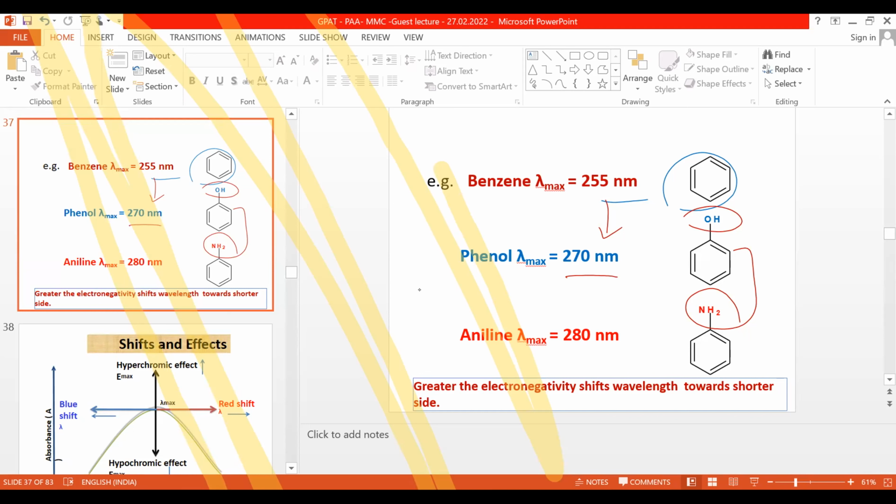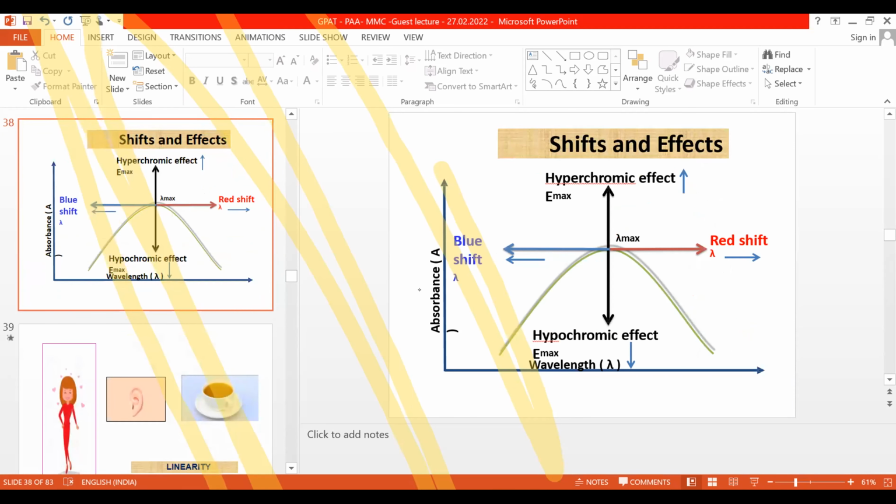You all can agree that electronegativity is higher in OH, whereas it is less in amino groups. Oxygen is highly electronegative. Greater electronegativity will shift the lambda max towards the shorter side. So this is the concept you should be able to recall when you're answering oxochrome kind of questions. When electronegativity is more, it shifts the wavelength towards the shorter side. That's why phenol is absorbing at shorter wavelength compared to aniline, which has absorption at 280 nanometers. So this kind of interpretation you should do before you go on with the other activities.